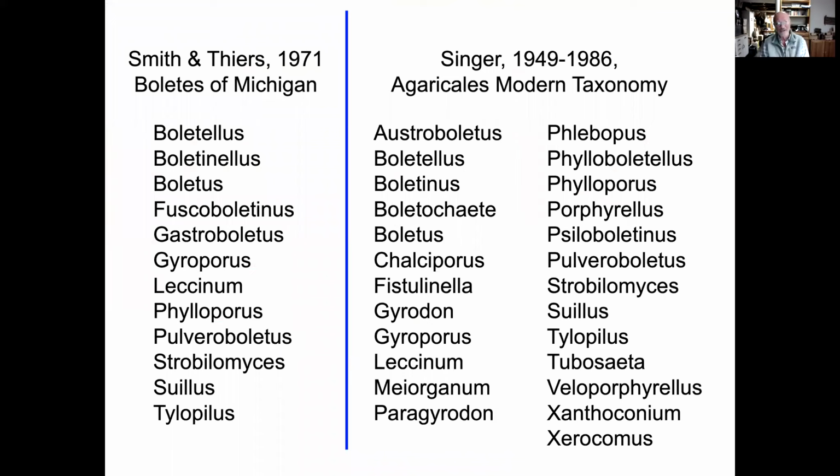At that time, while I was growing up, the generic concepts of boletes were quite variable depending on how you wanted to group species. Smith and Thiers, for example, were lumpers, as we say, with about 12 genera that they recognized in their landmark book, Boletes of Michigan. But over 4 decades, Rolf Singer had expanded that generic concept to include about 25 genera. So depending on which book you wanted to read, you could apply generic concepts to different species depending on where you were.